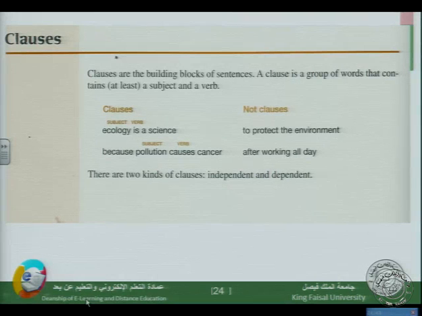And we said that a clause is a group of words that contains at least a subject and a verb. وحكينا إنه there are two kinds of clauses, independent or dependent. حكينا independent clause, it has a full meaning by itself. لكن dependent clause, it's meaningless without a complement.